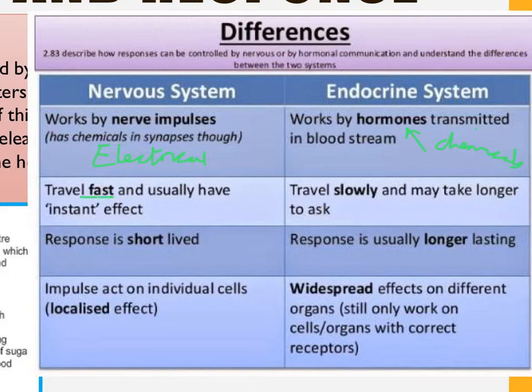Nervous system may travel faster, usually have an instant effect, whereas the endocrine system is slower, but the endocrine system relates to hormones, they're usually longer lasting, whereas a nervous response is usually short-lived. And the nervous system, the impulse acts on individual cells, whereas hormones are going to have a larger effect on different organs. It might still work on cells or particular organs, but it's going to have a bigger effect.